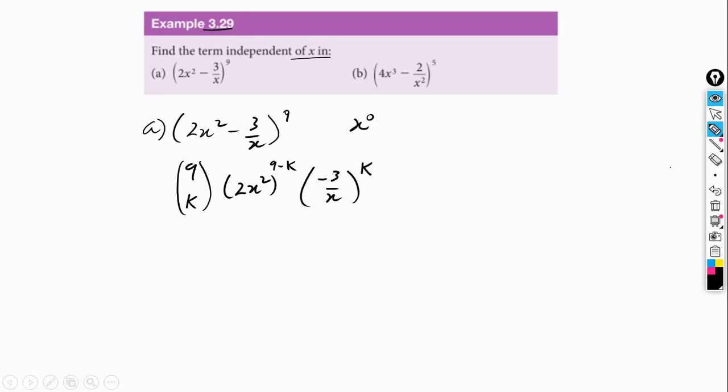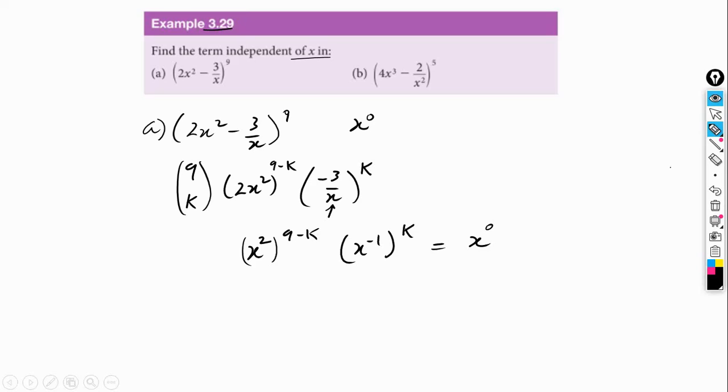So in other words, we can rewrite this just in terms of x. We would say x squared to the power of 9 minus k, and then this times x to the minus 1, right, because it's below. So x to the minus 1 to the power of k. When is this going to equal x to the 0? In other words, for which value of k will x cancel out?